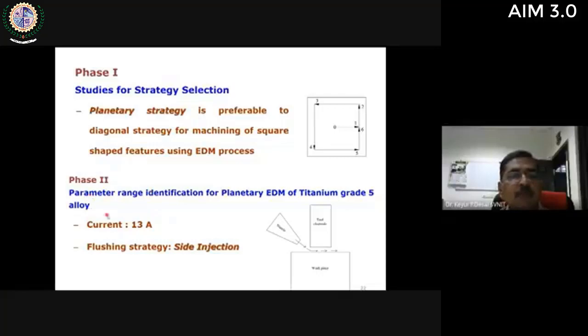In phase 2, parameter range identification for planetary EDM of titanium grade 5 alloy revealed that a current of 13 ampere and side injection flushing is preferable.